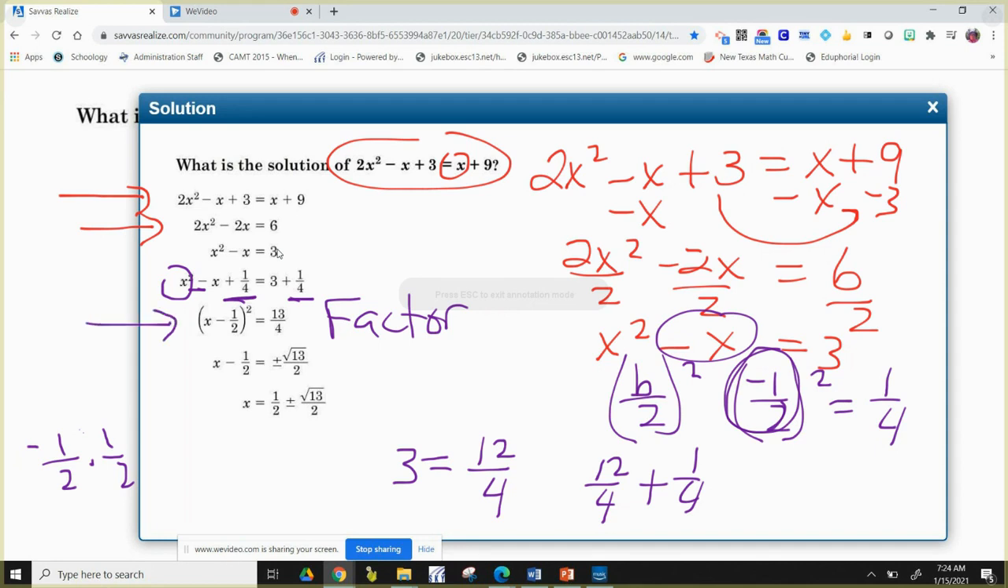Now we're here. Take the square root of both sides. Notice that they left the 13 under the square root sign, and the 2 stayed. The 2 comes from the square root of 4. And then add your 1/2, and you're done. That's solve by complete the square. It's not extremely short and simple, but it is doable.